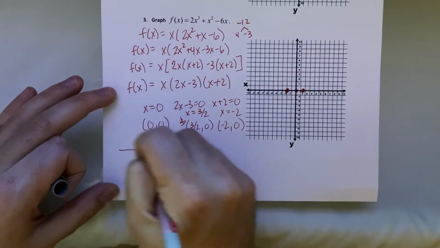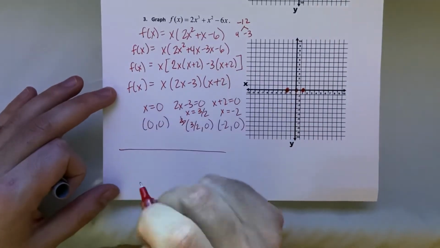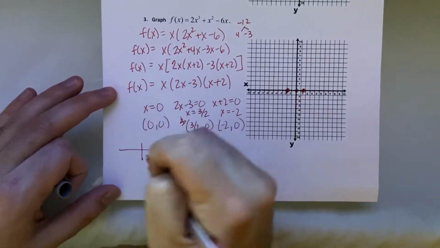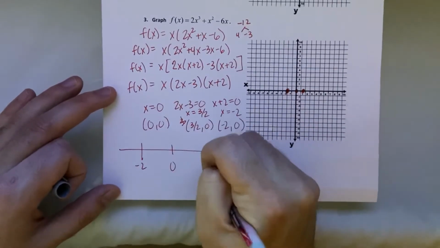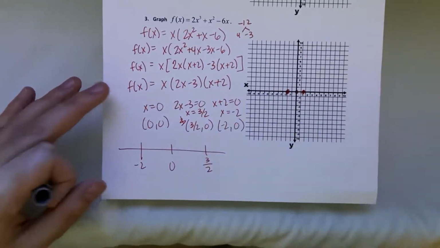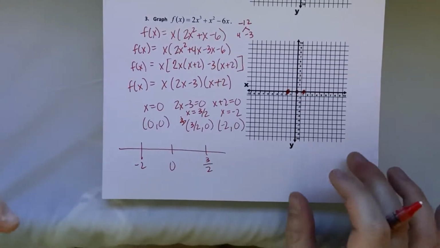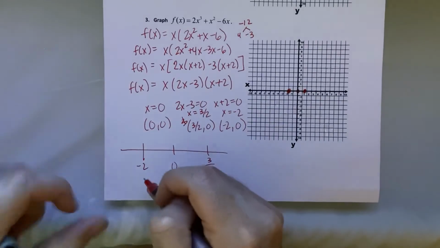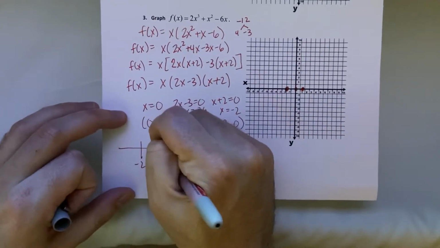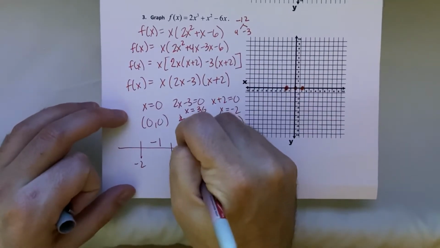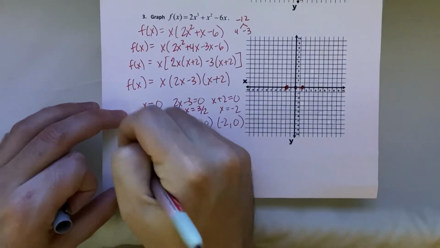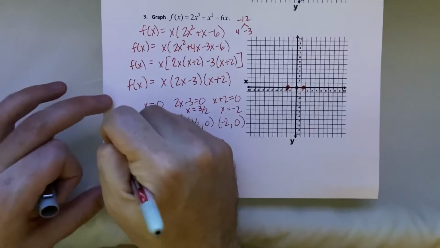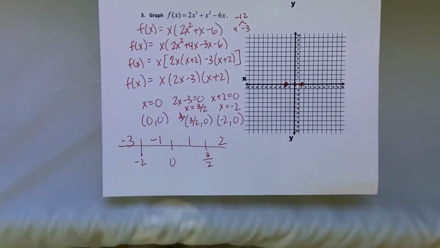So if you don't like the plus minus chart, plug in actual numbers and plot them. So we've got negative 2, 0, and 3/2, our three middle points. Now what can I plug in between those values? Easy numbers between negative 2 and 0 would be negative 1. Between 0 and 3/2 would be 1. Bigger than 3/2 could be 2. Smaller than negative 2 might be negative 3. Get their actual values and plot them if you don't like the plus minus chart.